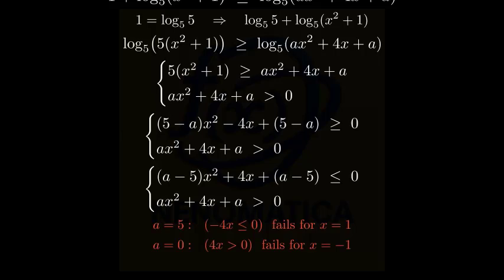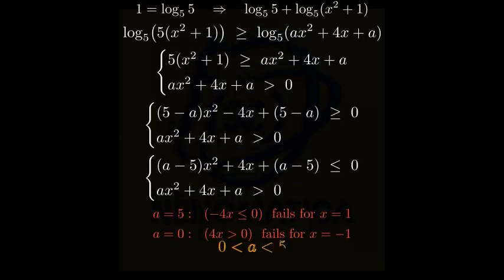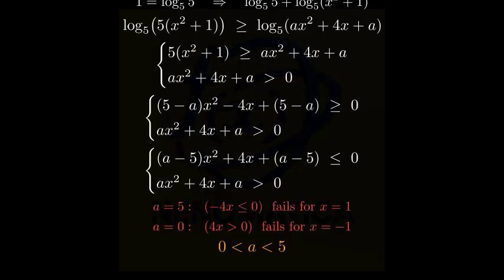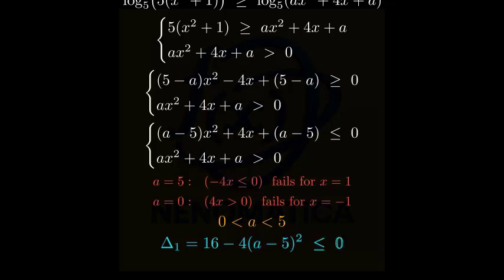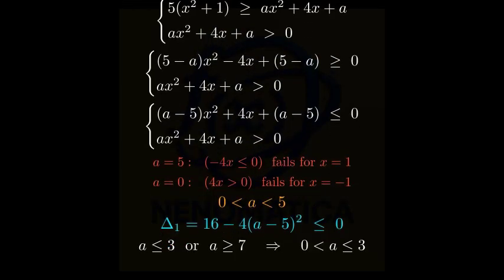We consider 0 less than a less than 5. For the first inequality to hold for every x, since a minus 5 is negative, the quadratic must never cross the axis, so its discriminant must be less than or equal to 0. The discriminant is 16 minus 4 times (a minus 5) squared, less than or equal to 0. This simplifies to a less than or equal to 3 or a greater than or equal to 7. Intersecting with 0 less than a less than 5 gives 0 less than a less than or equal to 3.